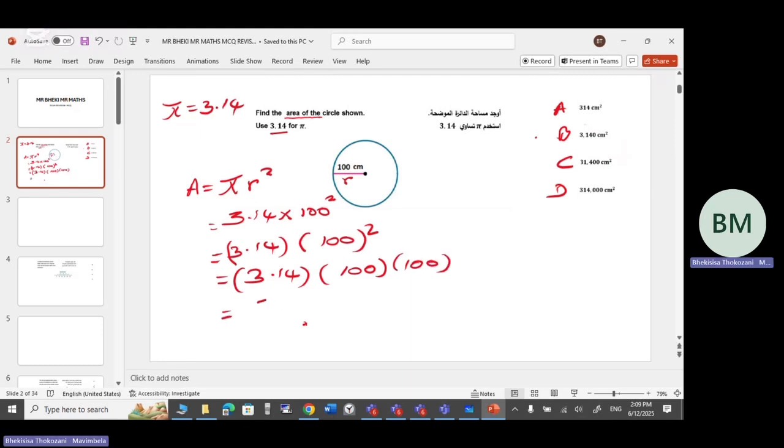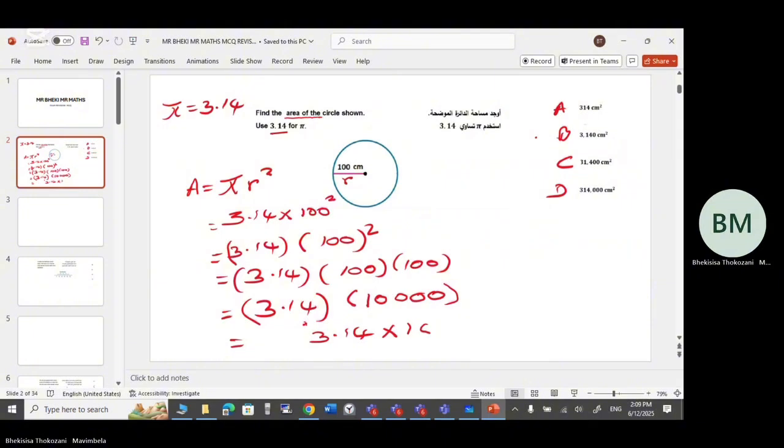So I'm having 3.14, and I'm putting my brackets here. 100 times 100. I normally just do this: I take 1, because 1 times 1 is 1, so I just write 1 here. Then I look at how many zeros I have here. I have 4 zeros. So I add my first 0, 2, 3, and 4. So now what I'm having is 3.14 multiplied by 10,000.